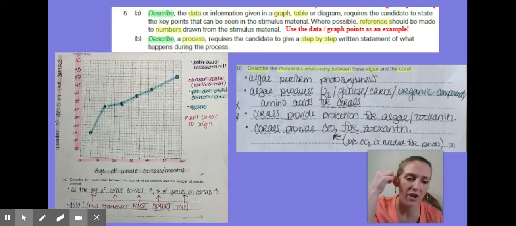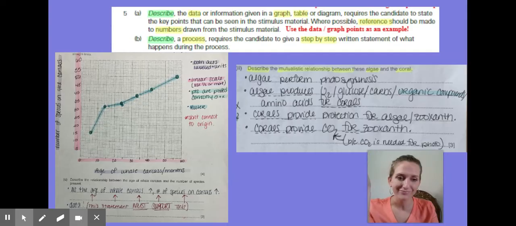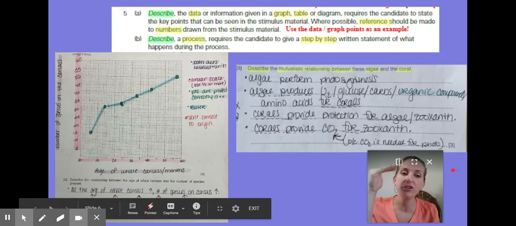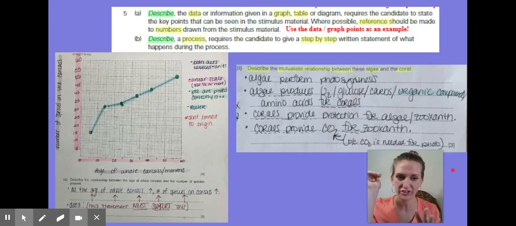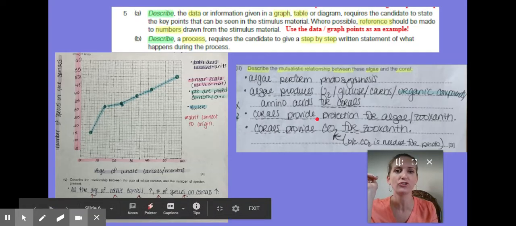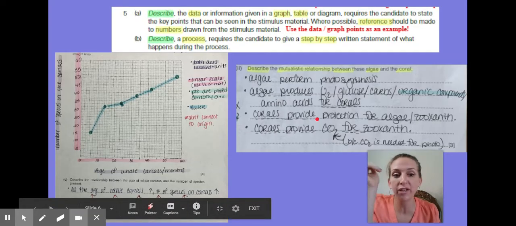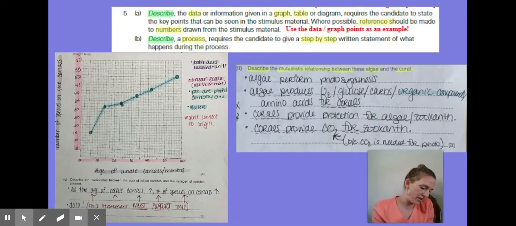And you might say like, okay, well, how much do I write about? Look at your marks. This is worth 3 marks. So I need to at least bring up 3 things. Could you go more than 3? Absolutely. You're not limited to just saying 3 things. This doesn't say describe 3 points in a mutualistic relationship between coral and algae. No, like you're not limited to that.